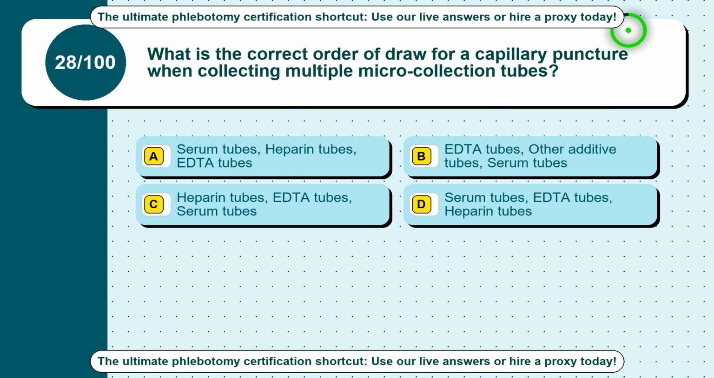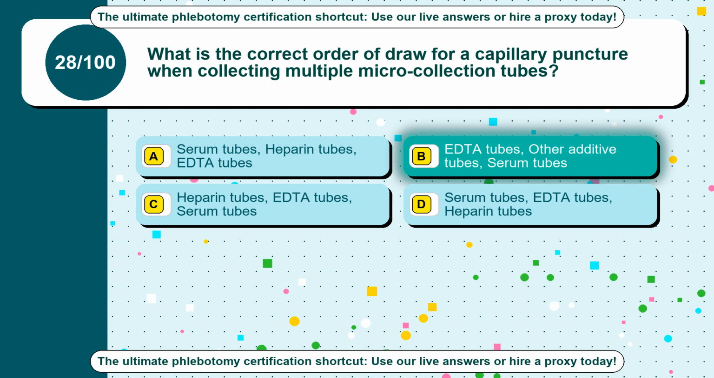Question 28. What is the correct order of draw for a capillary puncture when collecting multiple microcollection tubes? Option A, serum tubes, heparin tubes, EDTA tubes. Option B, EDTA tubes, other additive tubes, serum tubes. Option C, heparin tubes, EDTA tubes, serum tubes. Option D, serum tubes, EDTA tubes, heparin tubes. The correct answer is option B, EDTA tubes, other additive tubes, serum tubes.